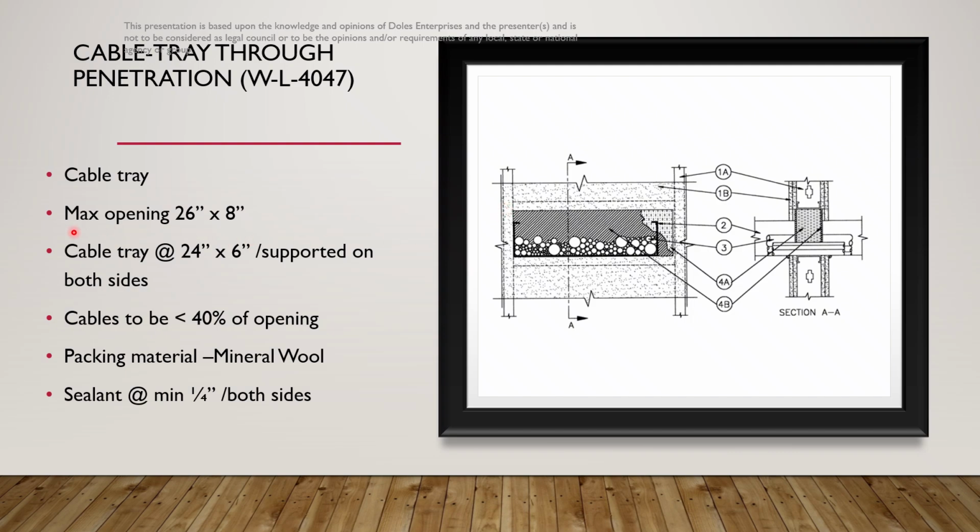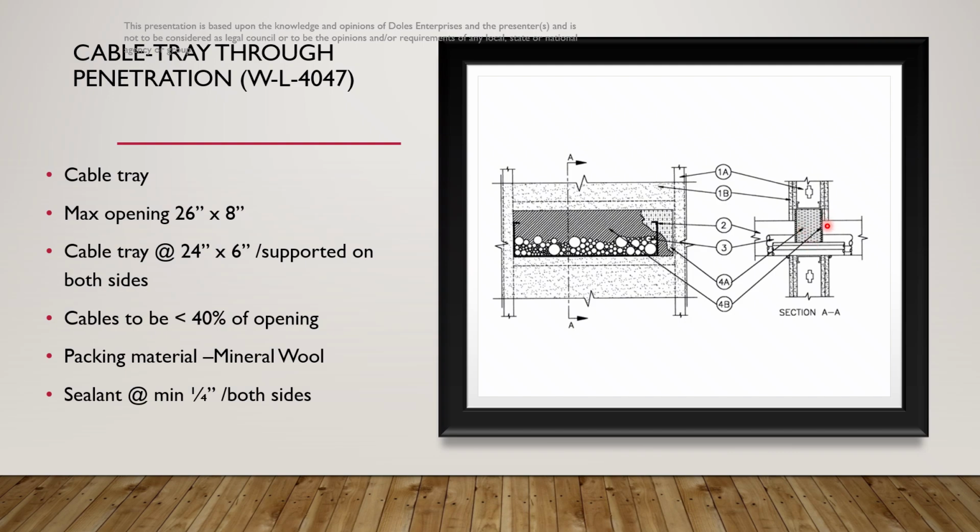In this case, we have a maximum opening of 26 by 8 inches, 8/26. The actual cable tray is limited to 24 by 6. The cables must be less than 40% of the opening for the total value. A packing material, that's this right here, must be applied. This is typically a mineral wool. Again, the UL system will give very specific applications.